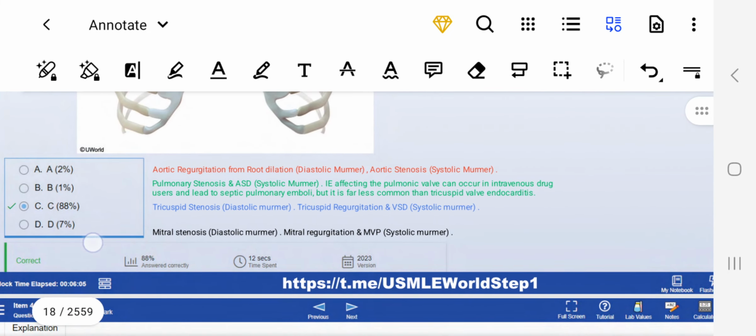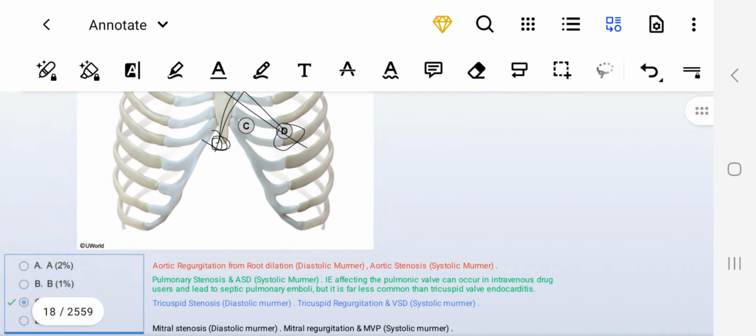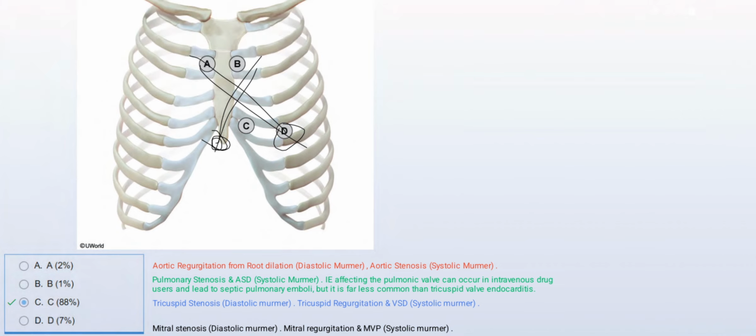In option B, here, as I said, we will do crossing. Pulmonic stenosis and ASD sound can be best heard, right? But that is not associated with Staph aureus, right?